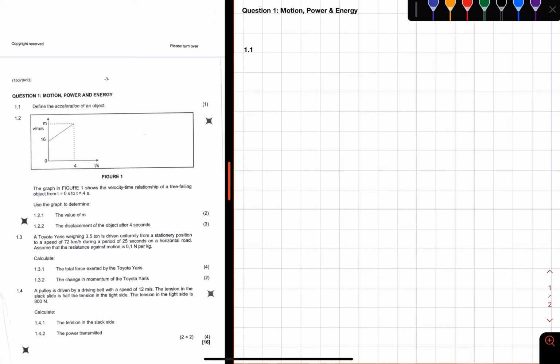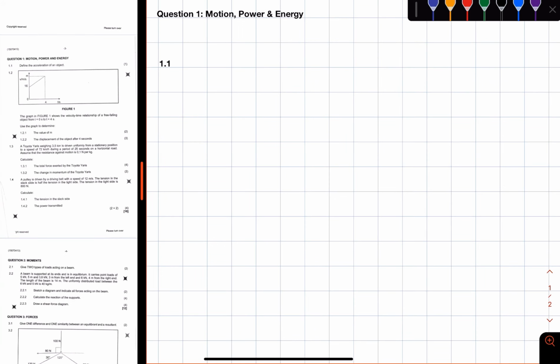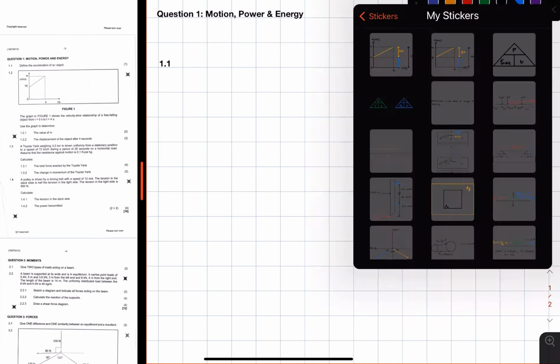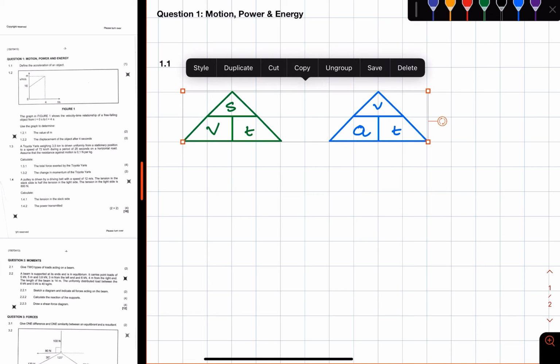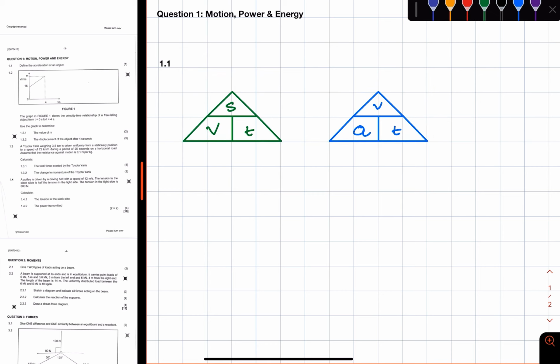1.1, define the acceleration of an object. Now whenever you're dealing with a problem based on motion graphs, we have to consider the following triangles. Right? Now, the green triangle is based on the displacement time graph as well as the velocity time graph. And then the blue triangle is based on the velocity time graph as well as the acceleration time graph.